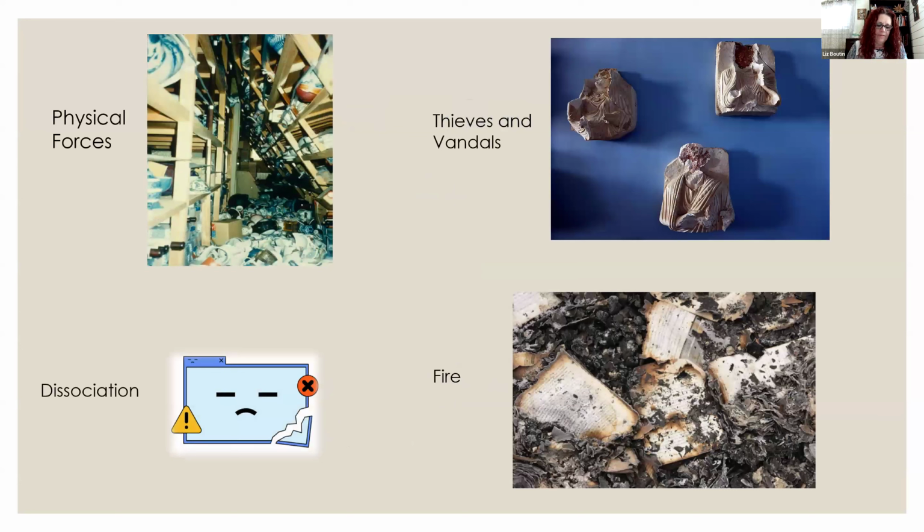An example of physical forces: improper support, objects that are damaged by handling, or a natural disaster. Nebraska is prone to tornadoes, high winds, and flash flooding. So those all need to be factored in when you're doing your risk assessment. Thieves and vandals, such as destruction of property. Dissociation. Examples are misplacing objects or removing labels from objects, including incorrect labeling.